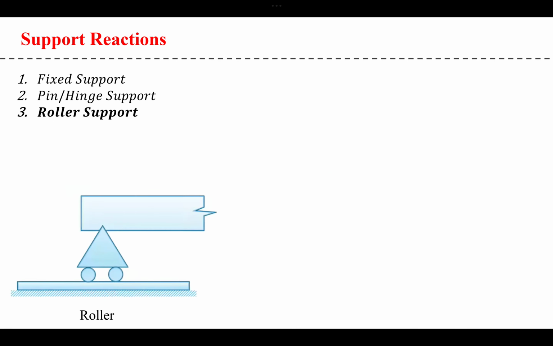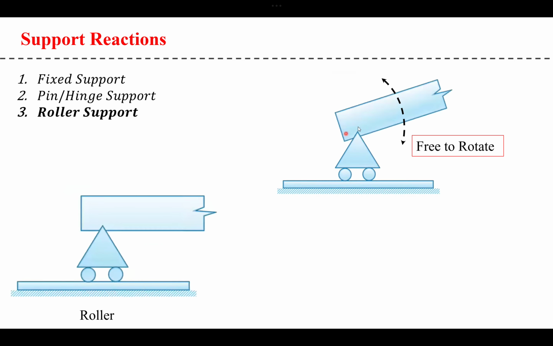Okay, now let's move on to our third support, which is a roller support. Again, it is shown as a triangle, and then you have these two rollers attached to it. This triangle means that the body is free to rotate, similar to the pin joint. So if it is free to rotate, that means that you will not have any reaction moment. There is nothing stopping the rotation, so there will be no reaction moment.